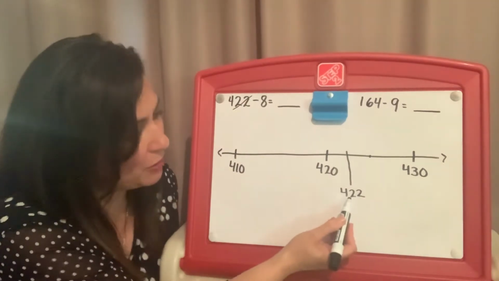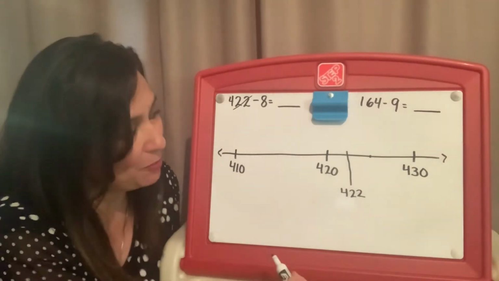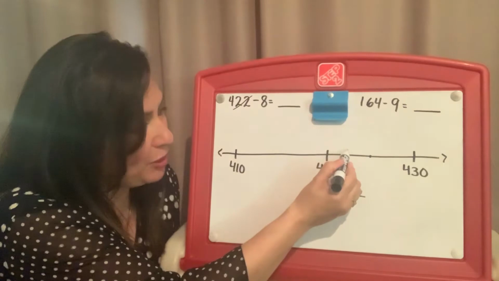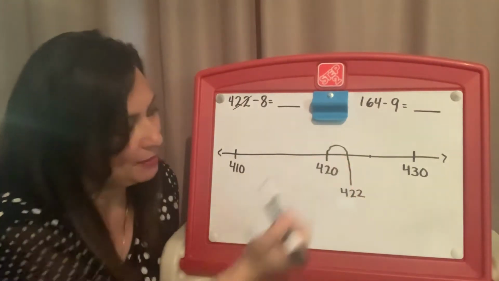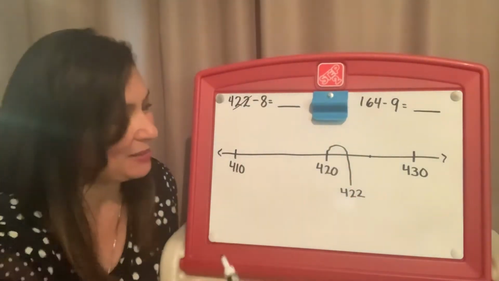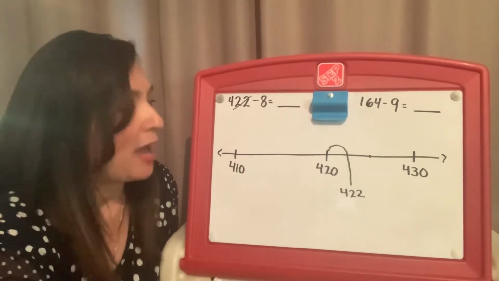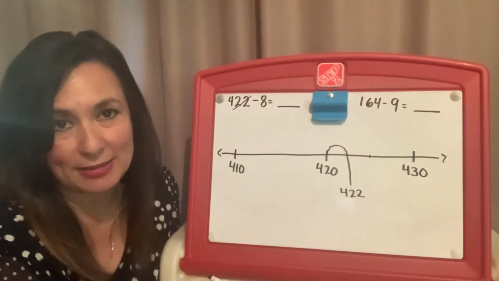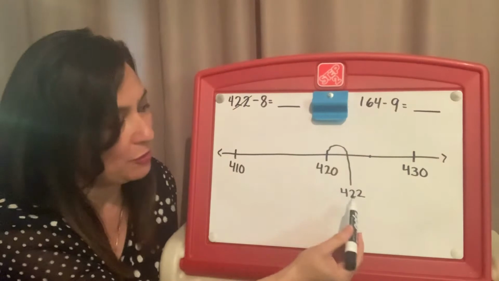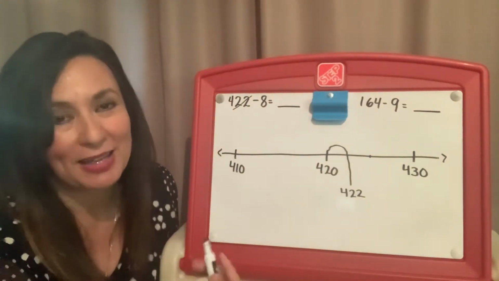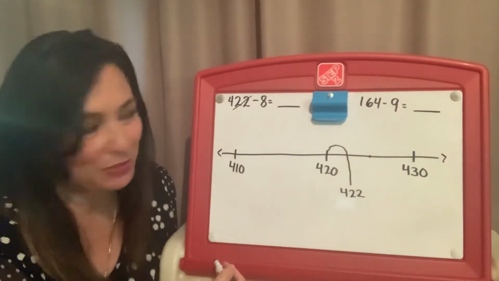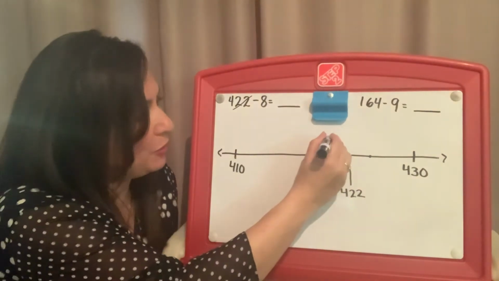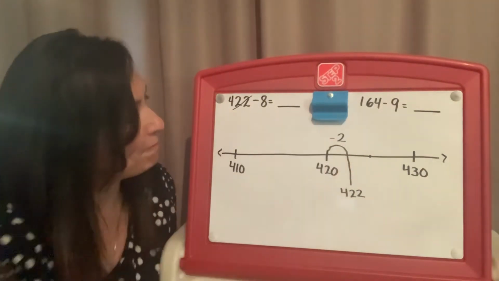Well, I'm at 422. I already said I'm going to bridge to the next 10. I'm bridging back to the next 10 because I'm subtracting. That next 10 is 420. How much did I just subtract? That's like saying, what's the distance between 420 and 422? Say what it is. 2. So I'm going to write subtract 2 up here.